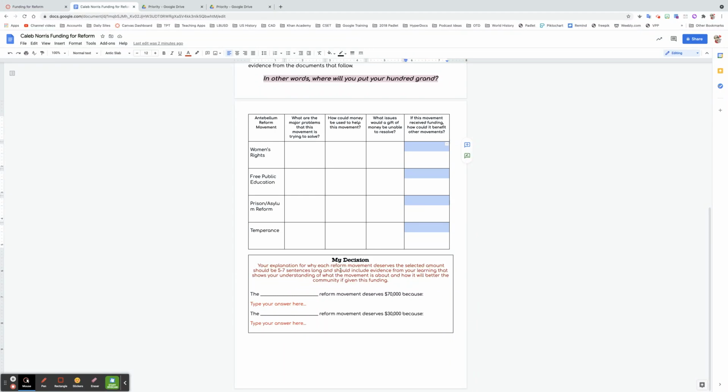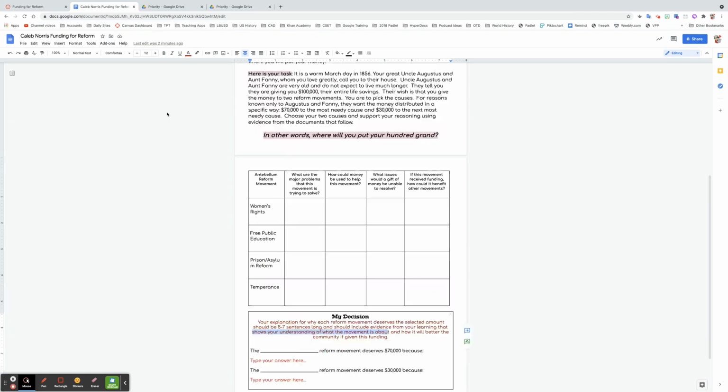Okay. And then down at the bottom, my decision. Your explanation for why each reform movement deserves the selected amount should be 5 to 7 sentences long and should include evidence from your learning that shows your understanding of what the movement is about and how it will better the community if given this funding. So you're kind of putting everything that you've discussed up here, down here, and using it to defend why you think that group deserves your money. Okay, again, 5 to 7 sentences. Make sure that you are including evidence, okay, that's going to show your understanding of what it's about and how it's going to better the community.